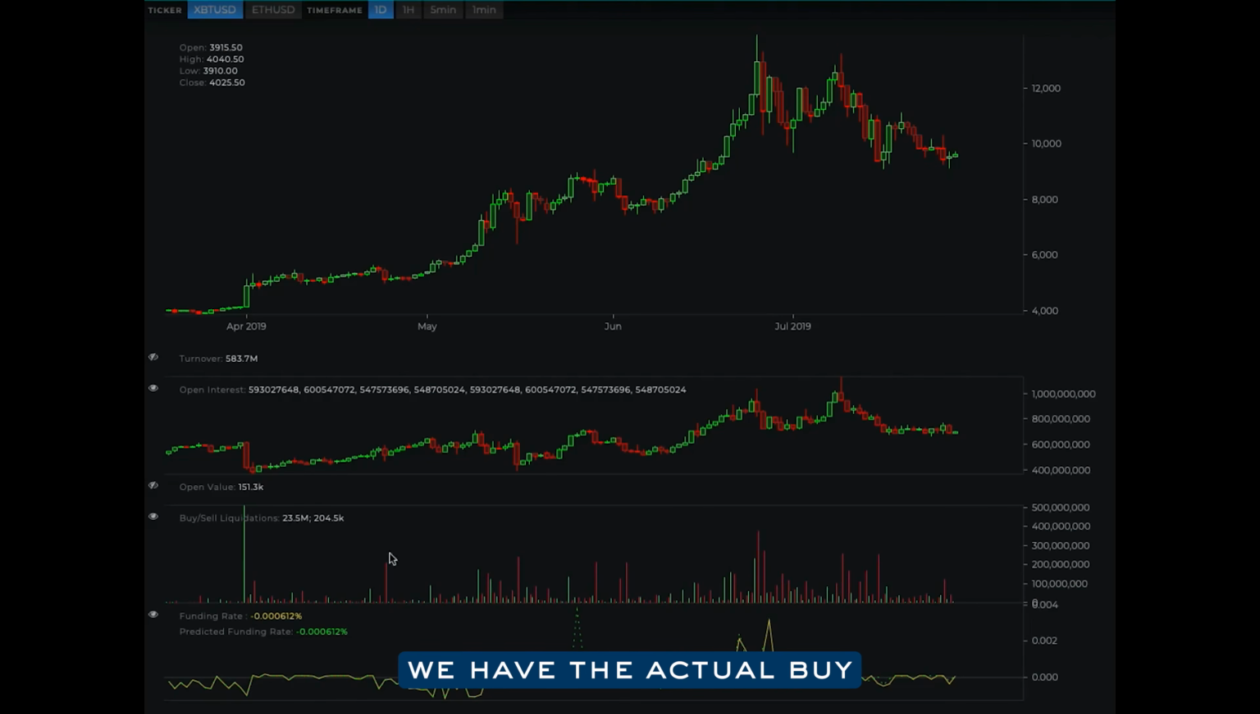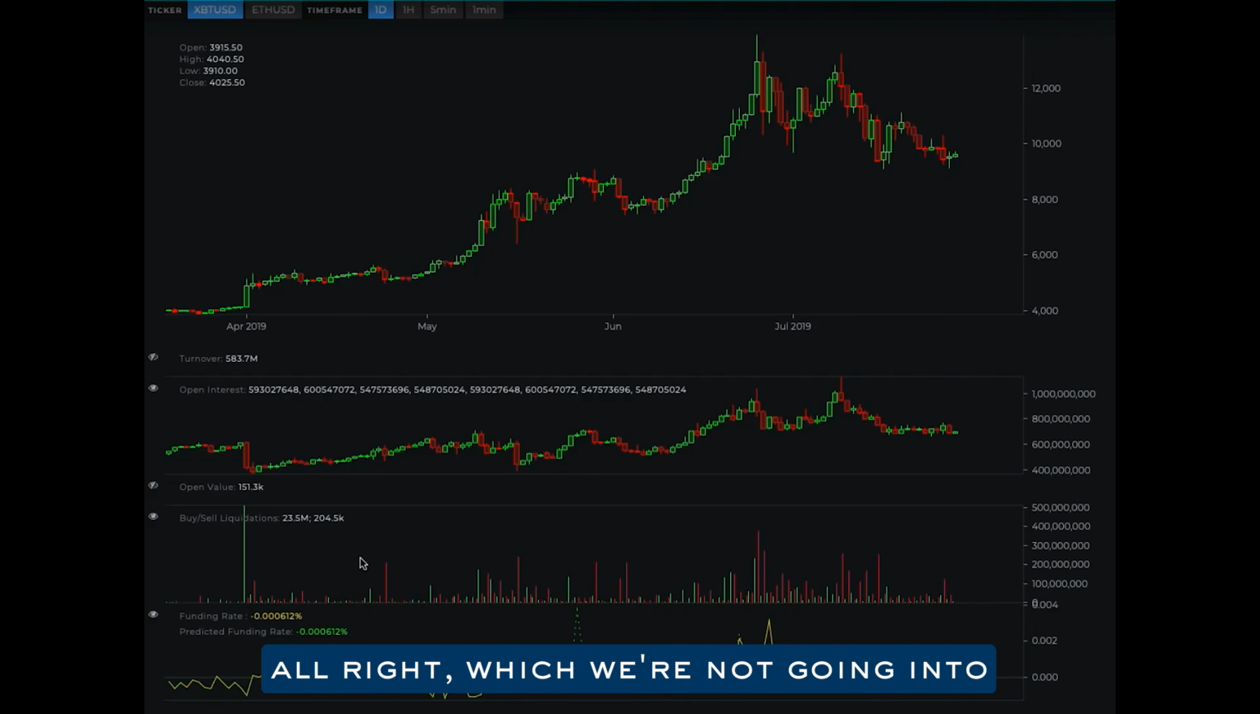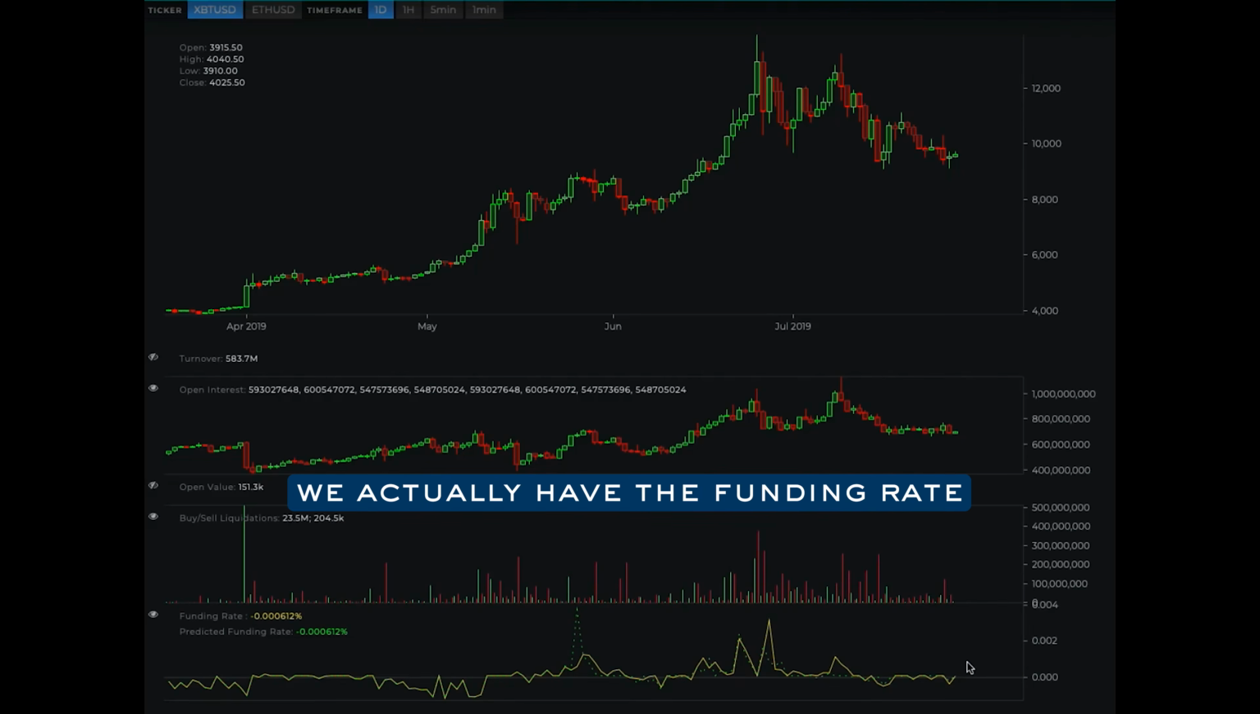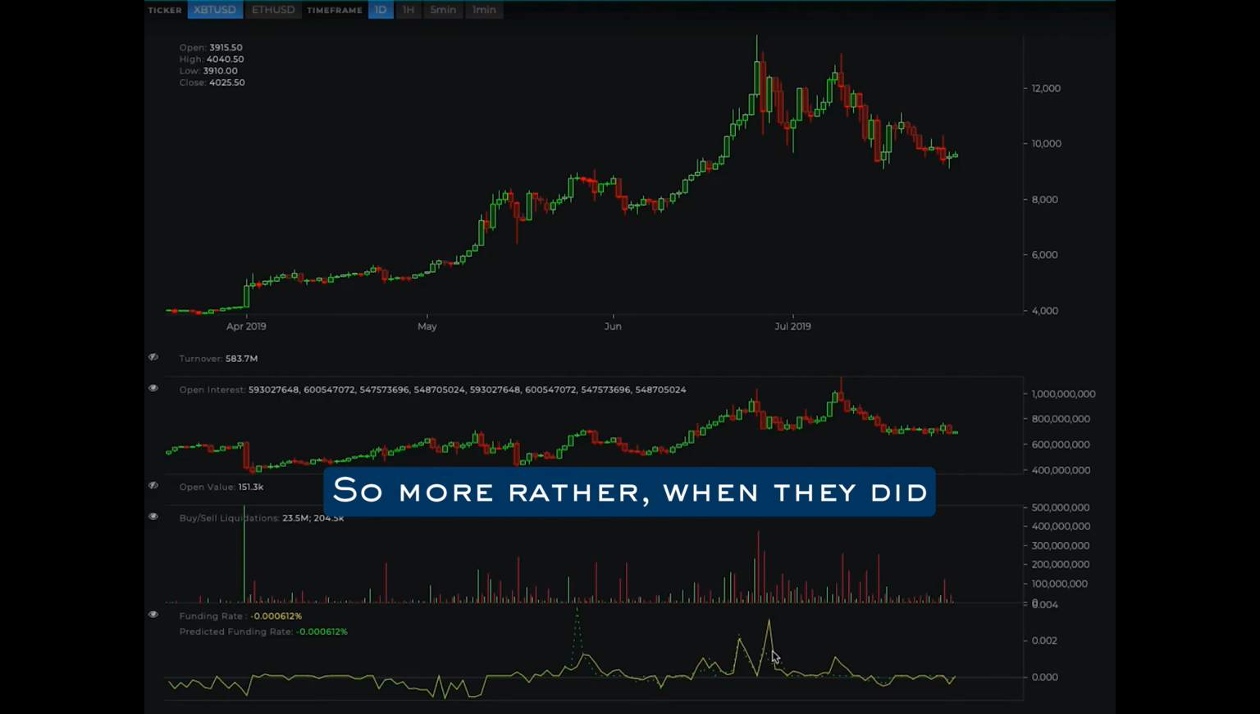Below here we have the buy and sell liquidations, which we're not going into, but under here we have the funding rate. You can see that over here the funding rate is really high, so this is a really positive value. In this case, this was an area where the longs were going to be paying the shorts to keep their positions open. Rather, when they kept their position open past the funding rate expiration, they would have to pay the shorts the funding rate. So in this area, shorts actually made money from longs, just to give you an idea how that works again.